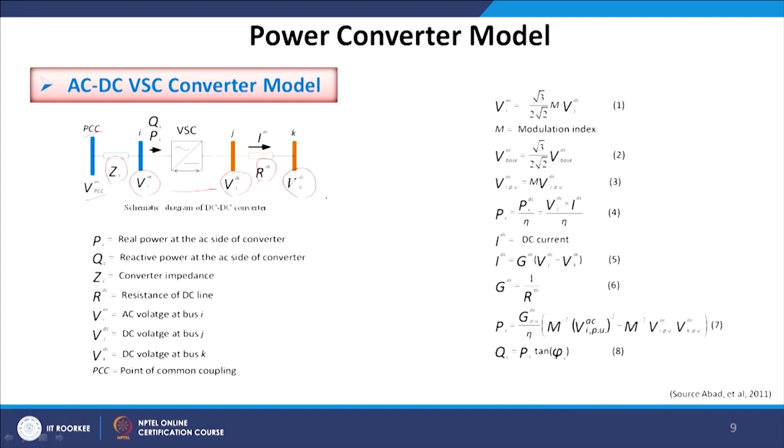So, what exactly happened is that from the point of common coupling, the voltage is V, and then at different stages it gets dropped down because of the line impedances. Finally you convert to DC, and there could be a couple of drops in the DC lines or DC cables, and the terminal voltage could be VDC at the kth bus.